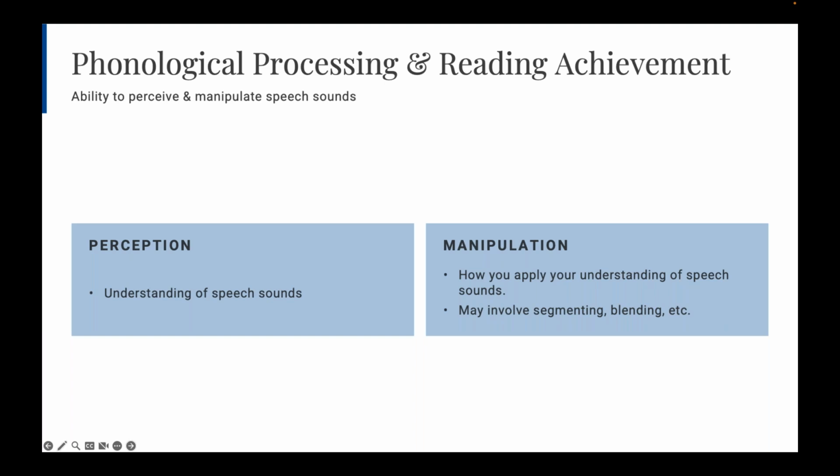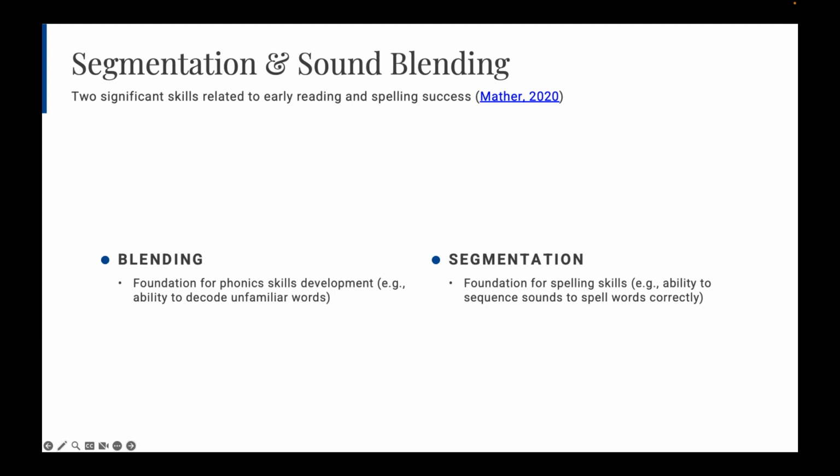The other critical piece is that manipulation of speech sounds. So this might be how the person applies their understanding of speech sounds through a task that involves maybe segmentation, where they have to break words apart based on their speech sounds, or blending, where they have to piece phonemes together to form a word. And this domain of functioning plays a big role in reading achievement. And I'll break this down just a little bit more for you all.